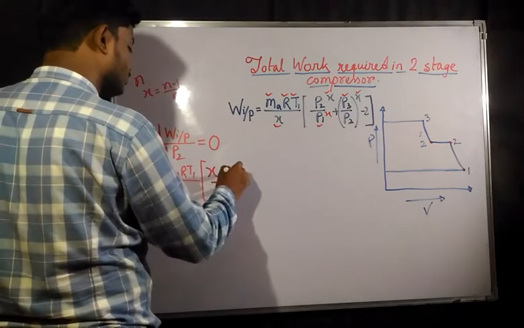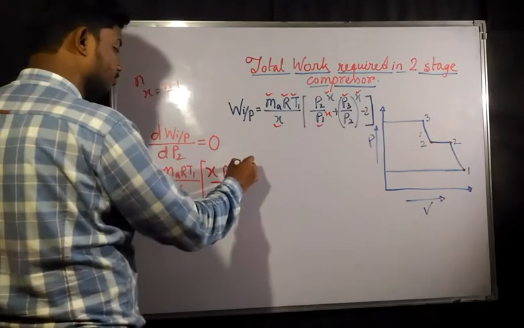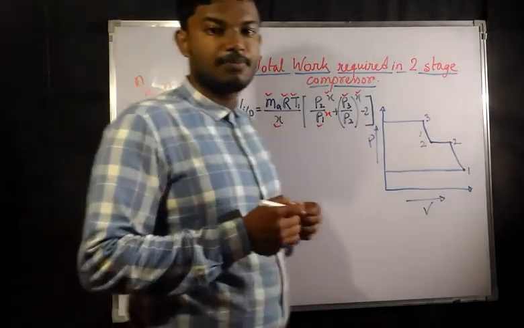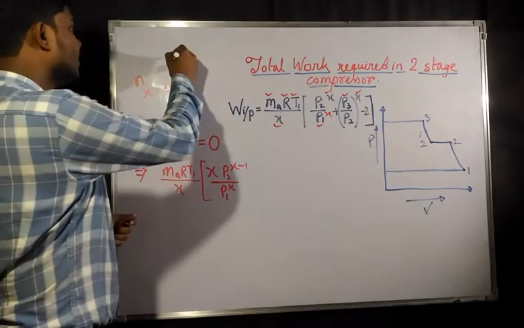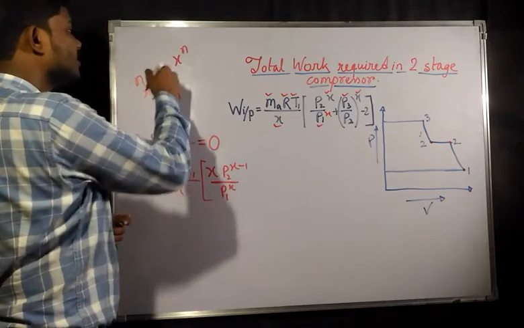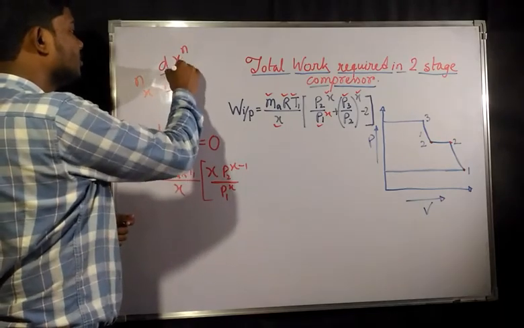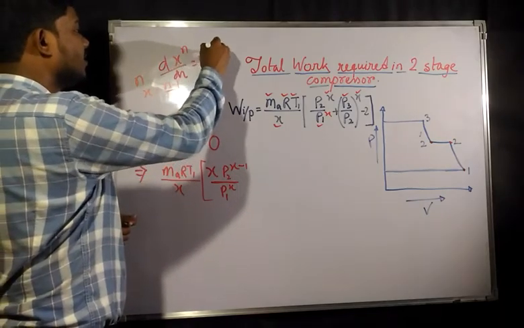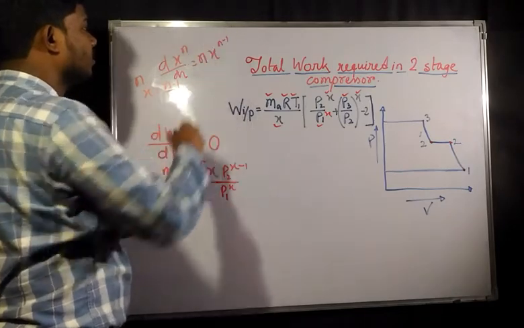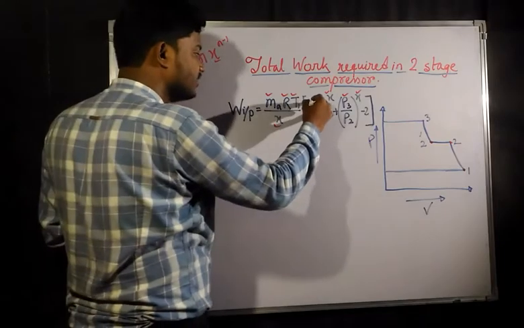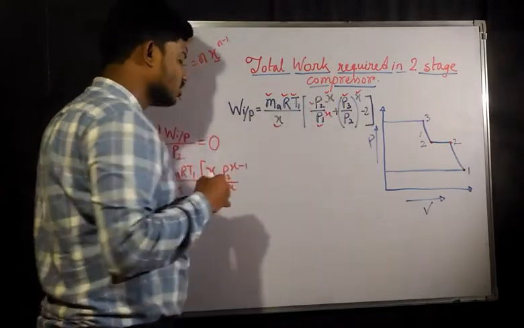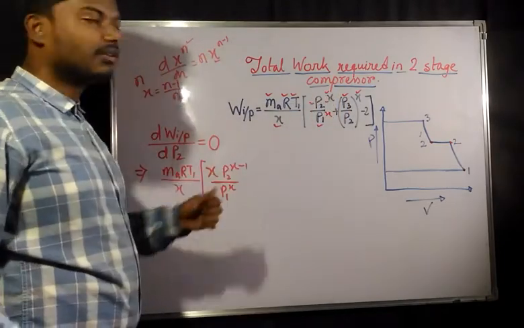X to the power P2 power x minus 1. Okay, this will be the condition. We all know that if there is a condition x to the power n, derivation of x to the power n with respect to x is going to be n into x to the power n minus 1, where n was constant, x was variable. Similarly here, this is variable and this is constant. So x will come out and p to the power x minus 1.